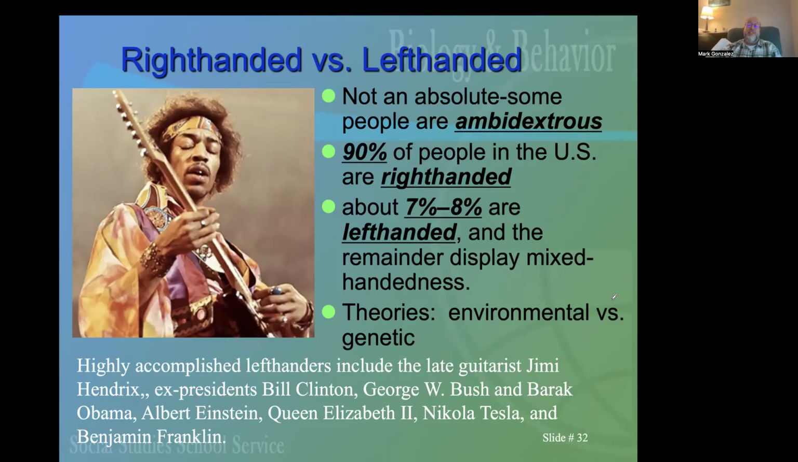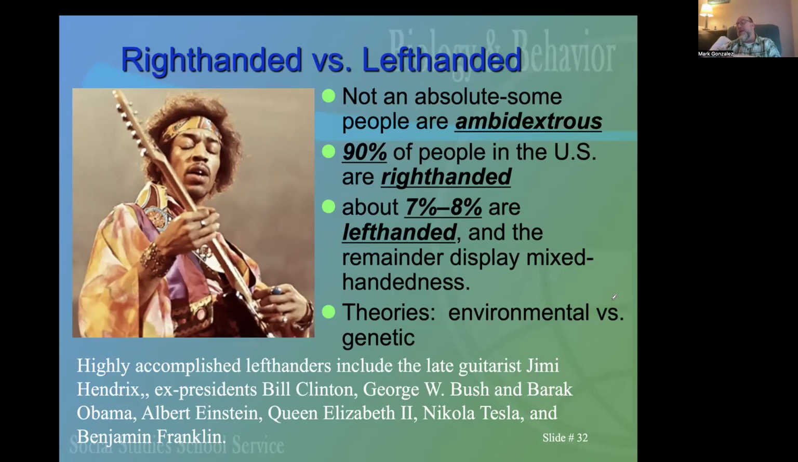90% of the people in the United States, though, are right-handed. So that would leave about 7 to 8% who are pure left-handed, and maybe the rest being mixed handedness or ambidextrous. And the theories they've tried to figure out: is this environmental? Is this how someone is raised more? Is it genetic? Because you could have two parents that are right-handed, but the kid turns out left-handed.